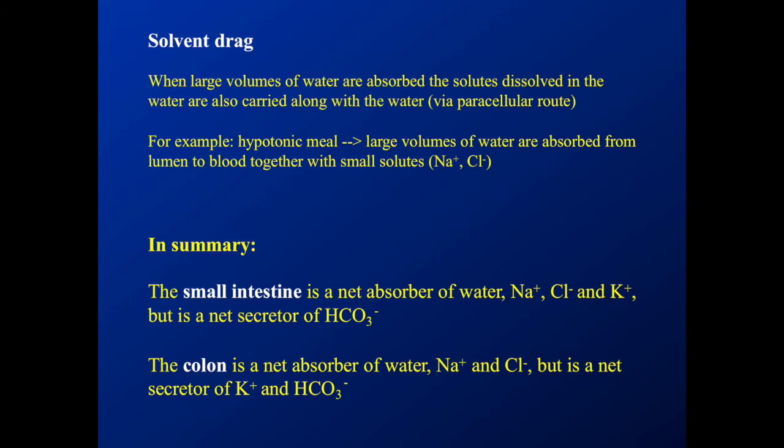So the summary of that then is the small intestine is a net absorber of water, sodium, chloride and potassium, but it secretes bicarbonate, whereas the colon is a net absorber of water, sodium and chloride, but secretes both potassium and bicarbonate.